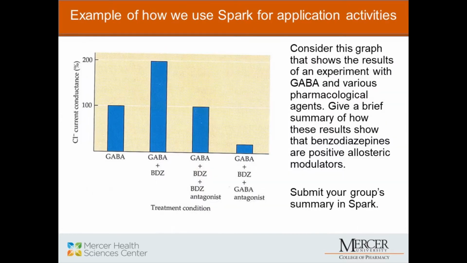In addition to using Spark for the team quizzes, Spark is also very useful for application activities, particularly if you would like to ask questions that are more open-ended. Here's an example of an open-ended application type of activity in which students have to answer the question or solve a problem and then submit their group's summary or their group's answer in the Spark system.